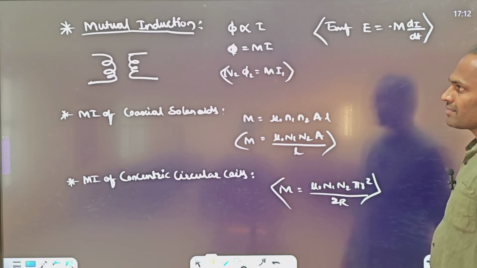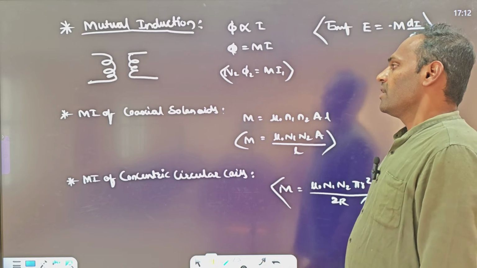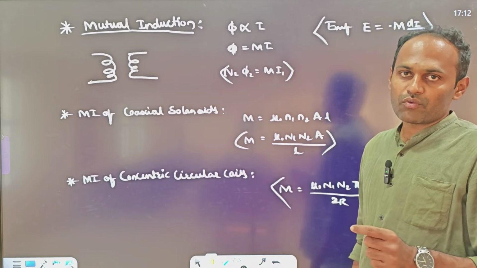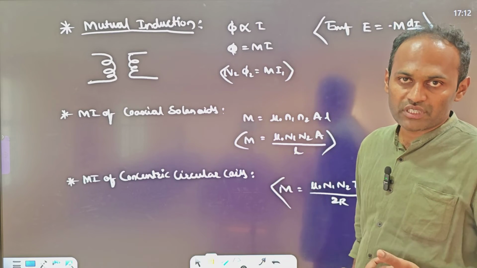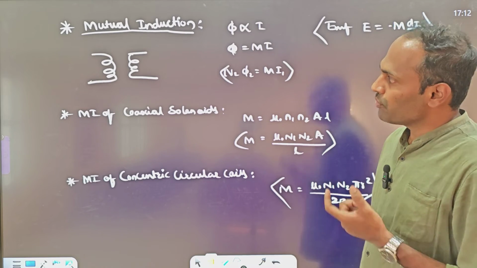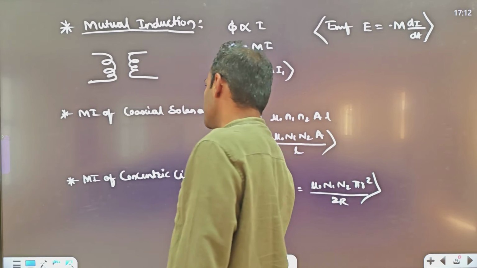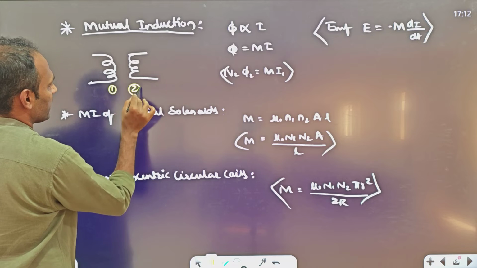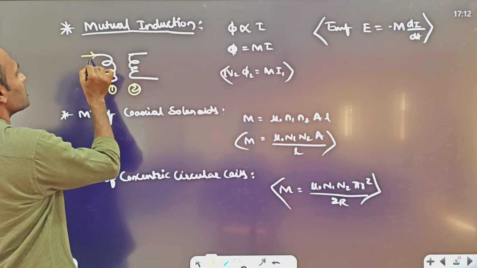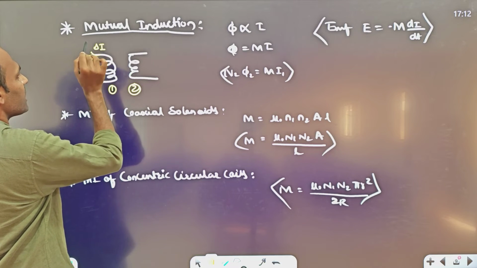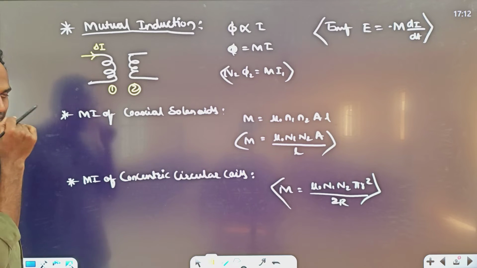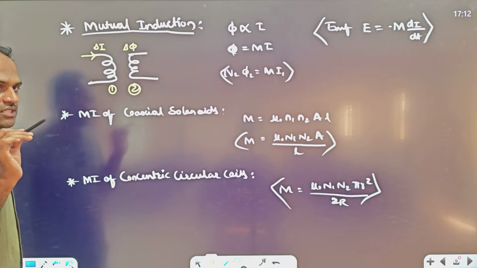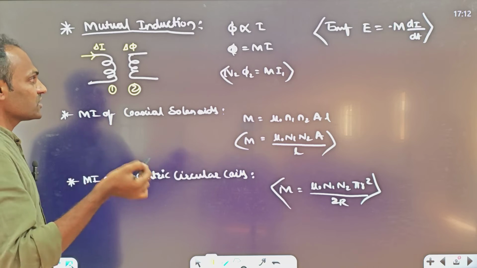Next, mutual inductance. See, self-inductance means there was only one coil, in the same coil current was changing, and in the same coil current and EMF was induced. That is self-inductance. Mutual inductance means here we'll be having two coils. One is first coil and this is second coil. When you pass a changing current in the first coil, flux of the second coil will change. Due to the change in the current of the first coil, flux of the second coil will change.